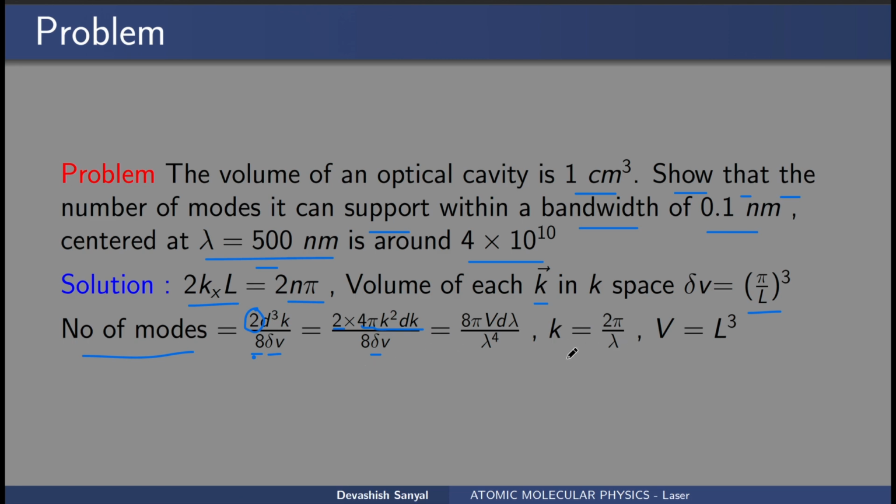Now from k we convert things to lambda using the relation that the magnitude of k is equal to 2 pi by lambda, and from there we get this relation. V is the volume, which here is 1 centimeter cubed, and from there we can calculate. This will give us almost 4 into 10 to the power 10 modes in that optical cavity of volume 1 centimeter cubed.